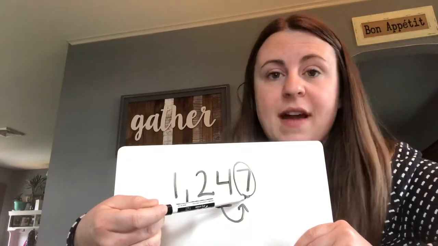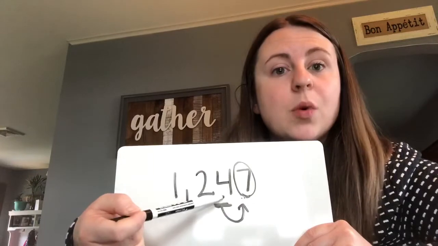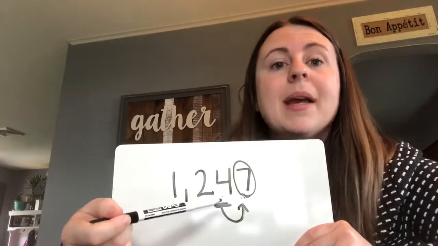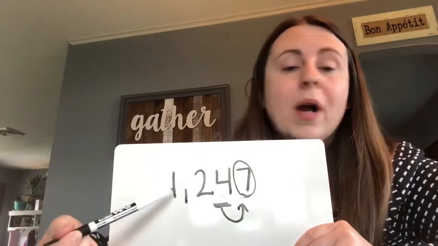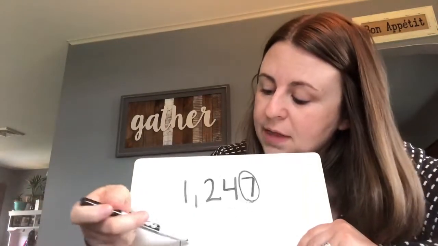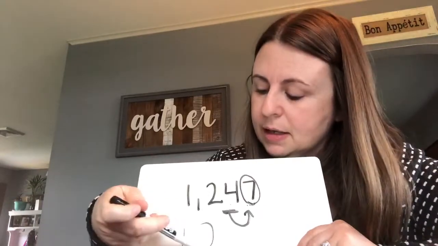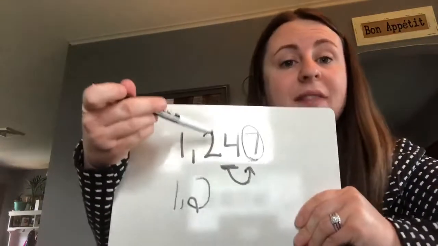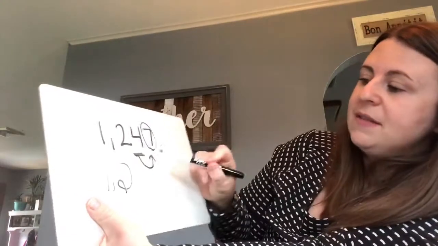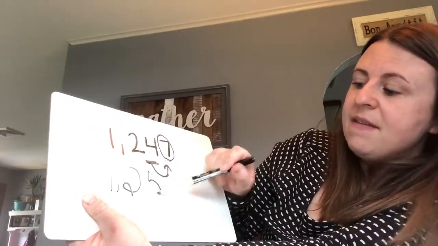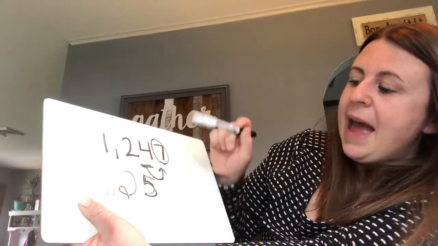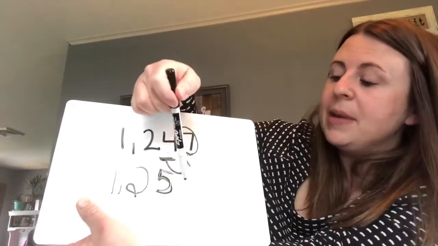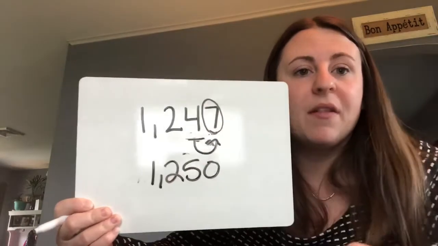So this 7 is a 5 through 9, right? So that's telling me that this 4 needs to climb the vine and becomes a 5. The 1 doesn't change. I'm not rounding that. The 2 doesn't change. I'm not rounding that. The 4, we said climbs the vine. Okay, the 4 climbs the vine to become a 5. And all the digits after your rounding become zeros. Let me rewrite that a little bit neater. So our rounded number becomes 1,250. That 7 told me to make that 4 climb the vine.